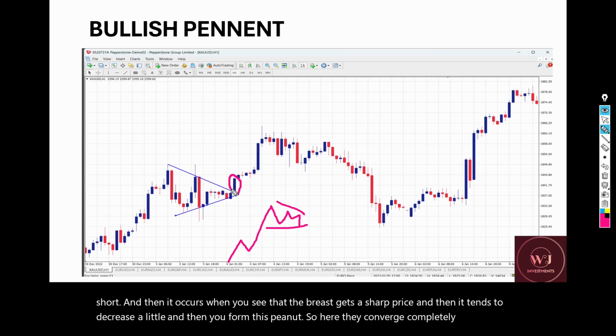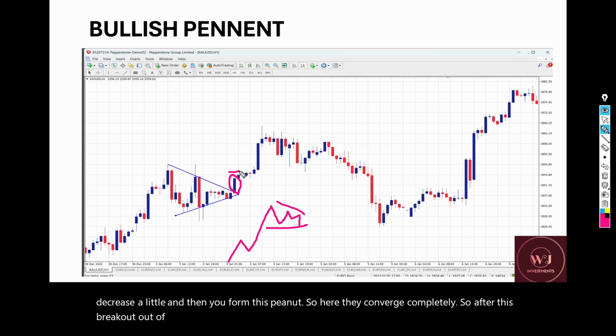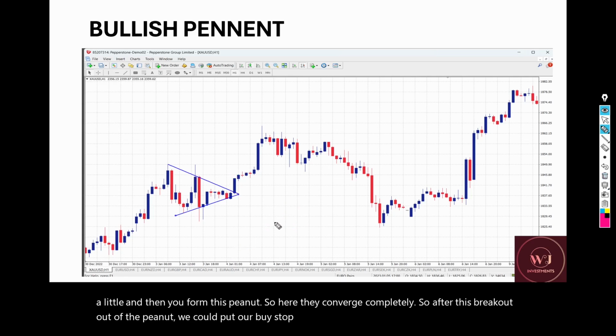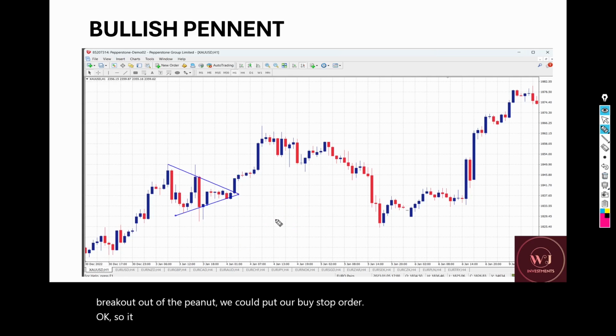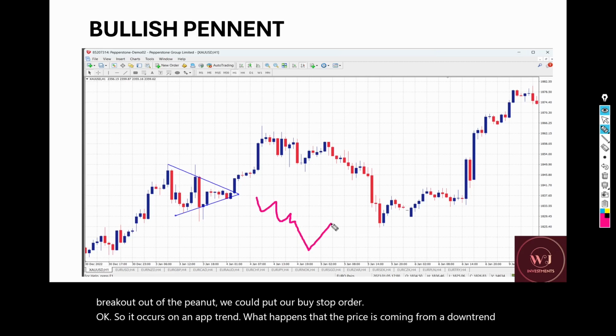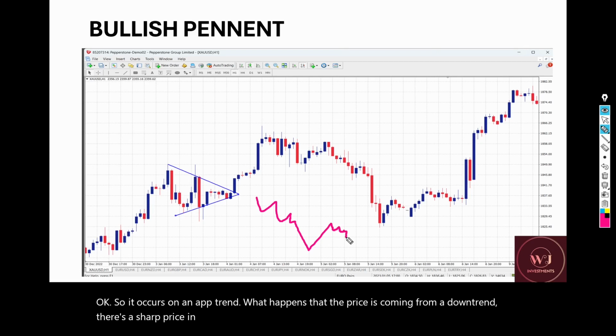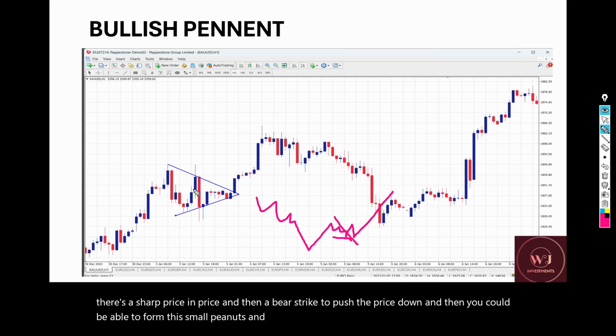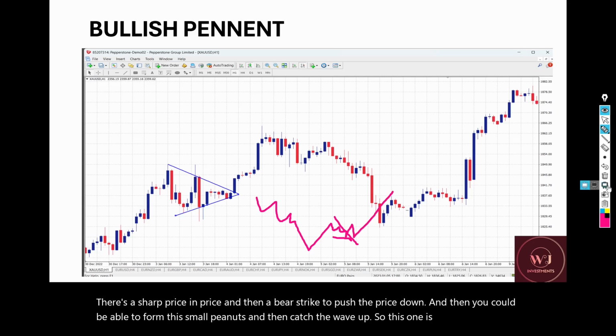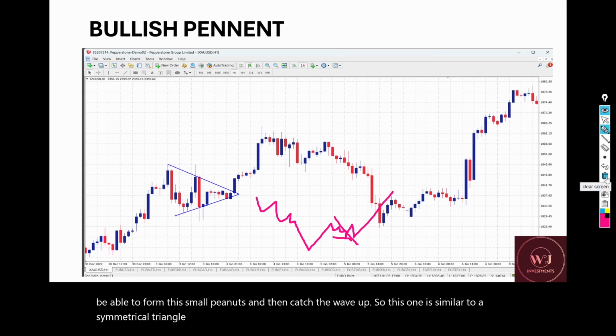So after this breakout out of the pennant, we could put our buy stop order. Okay, so it occurs on an uptrend. What happens is that the price is coming from a downtrend. There's a sharp rise in price, and then the bears try to push the price down, and then you could be able to form this small pennant and then catch the wave up. So this one is similar to a symmetrical triangle, and the basic difference is that this one is quite smaller.